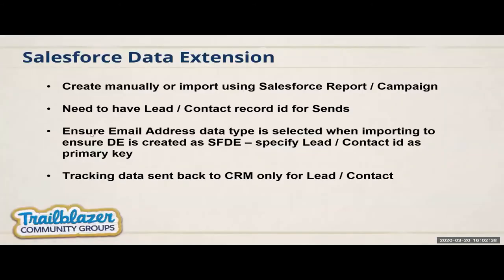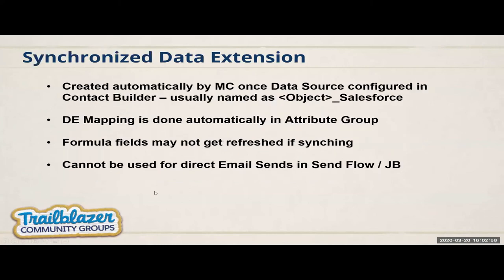So like I said earlier, you should actually specify the email address, otherwise it will not get created as a Salesforce data extension, and specify the lead or contact ID as the primary key. Okay. Now, synchronized data extension is a different type. The one that I told you earlier is where you are manually creating the data extension to bring in the data from Salesforce, right? And it is not synced, meaning any data that is in the Salesforce data extension is not synced automatically. Anytime it changes in CRM, it will not be brought into Marketing Cloud.